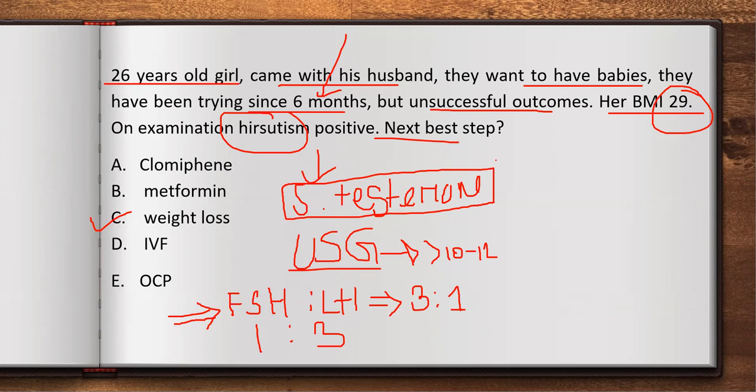Serum estrogen, Dr. Firoz, will not do anything for you in PCOS. You have to do the FSH and LH. That's what you can try initially. Doing an estrogen will not do anything.